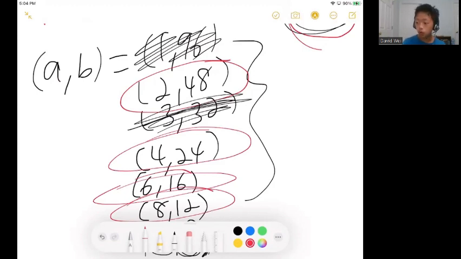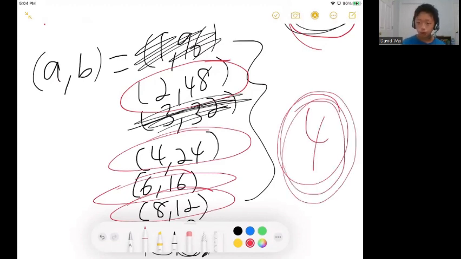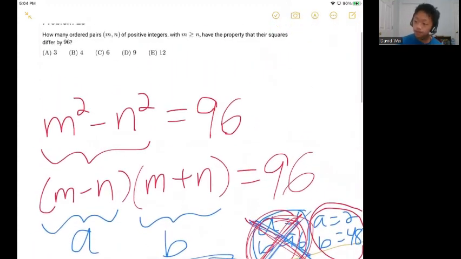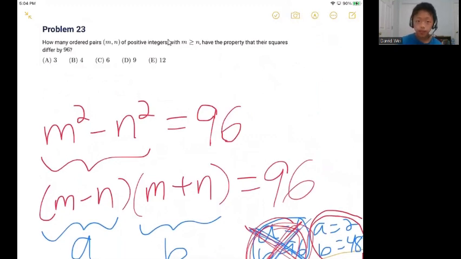So in this case, we have a total of 4 ordered pairs of positive integers m, n so that their difference of squares is equal to 96. Going back to the answer choices, we find that the answer is B, 4, and that's how you do the question.